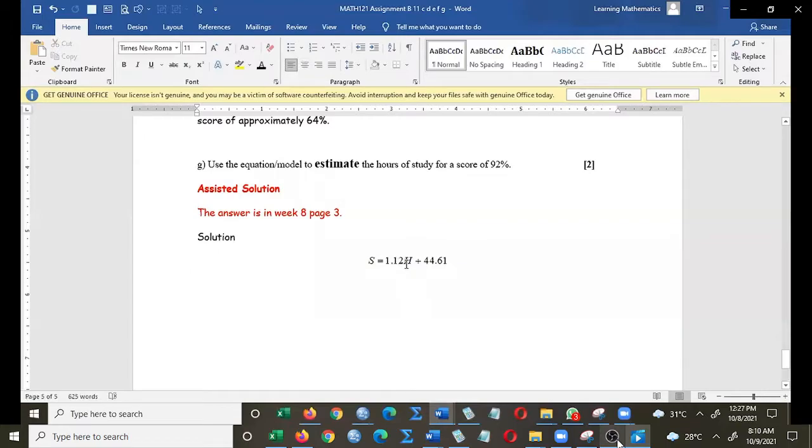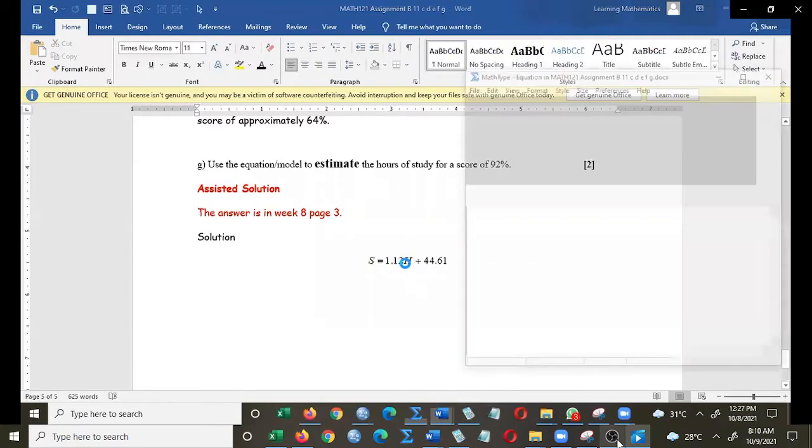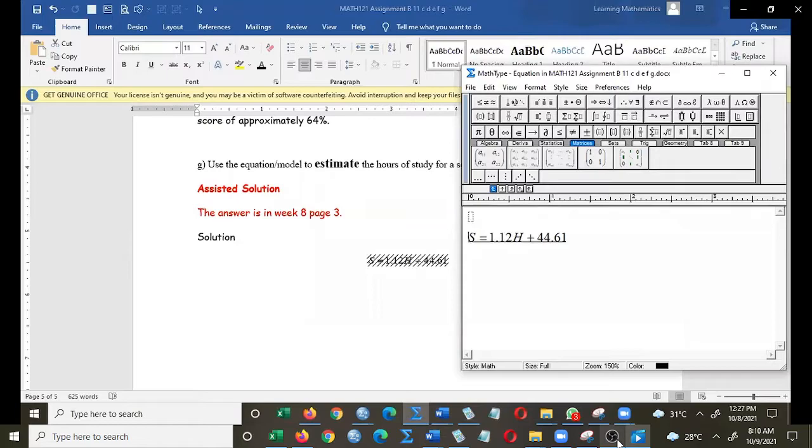So therefore now, S will be 92. 92 cannot be H. 92% is a score. I'm going to copy this down. I'm going to put a space, and I need some participation. Can anybody tell me what we can do here, what modifications I can make? Anybody?